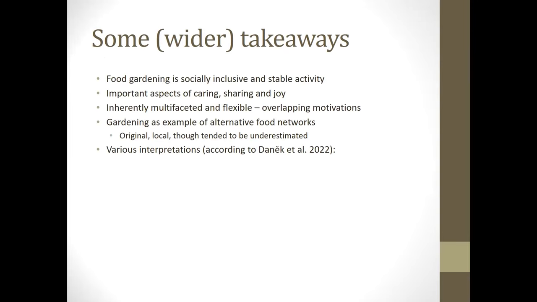The final conclusions: food gardening is a very socially inclusive and very stable activity in Czechia. There are these important aspects of caring, sharing, joy. Very often, or almost always, I think, there are overlapping motivations for gardening. People do it not only because of one main motive. Gardening is also very flexible. You can grow less one year, more the next year. You grow because of different motives. And it's an important part of the alternative food networks, though it used to be underestimated, especially in the Central European area for some time, but now it's changing.